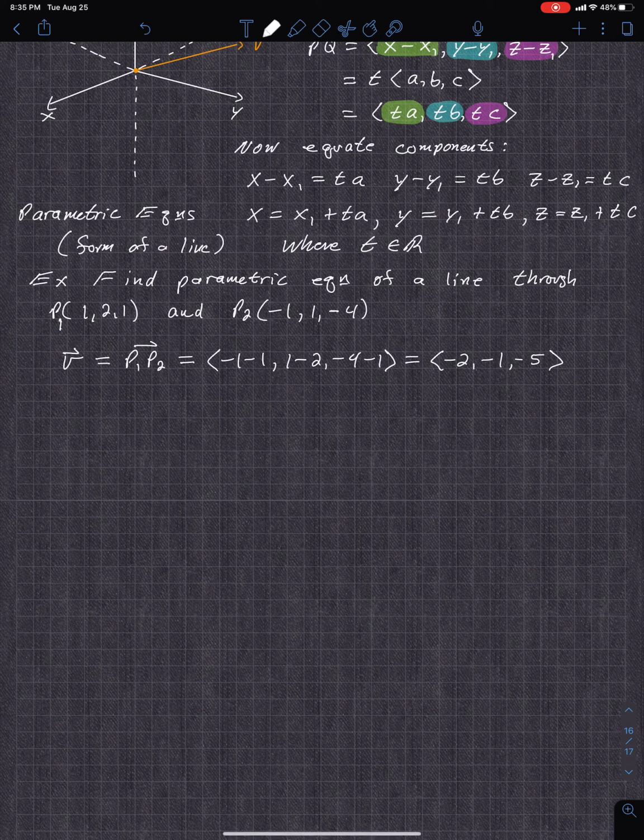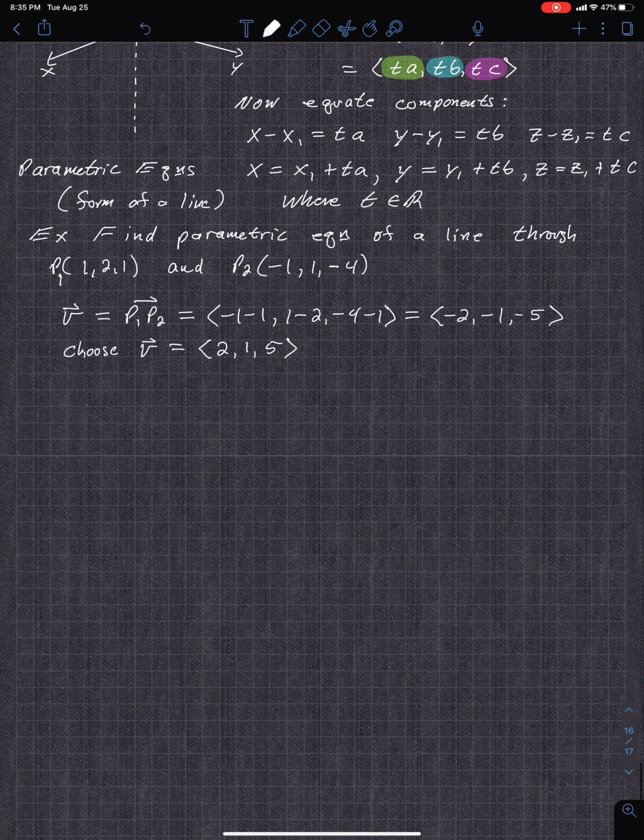Now, it doesn't matter what direction, right? Because you're going to multiply by a constant anyway, that t. So you can choose your direction vector by multiplying by a scalar. So choose v to be instead just 2, 1, 5. It just makes it look nicer.